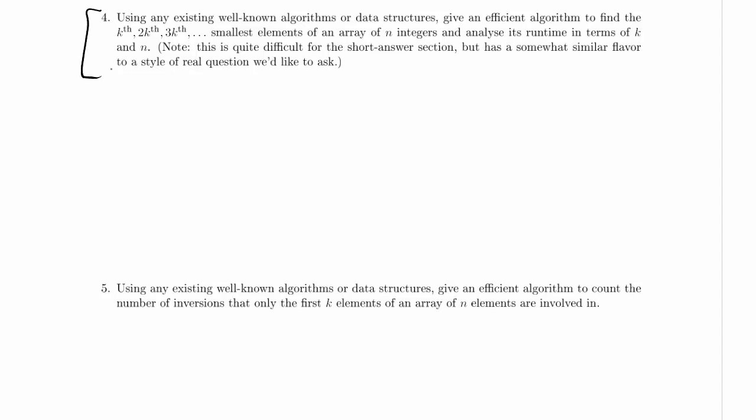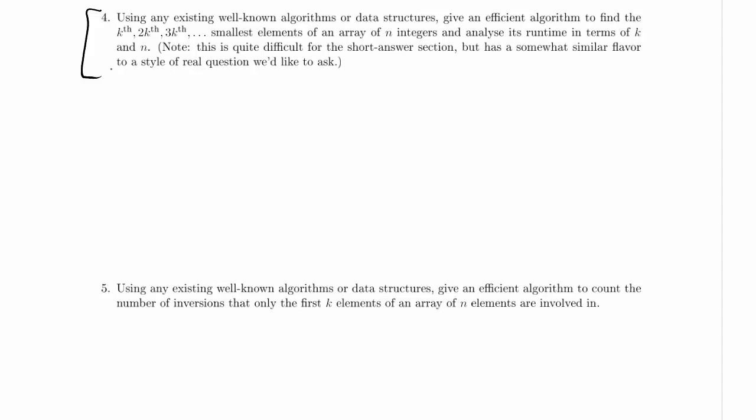We're working through part four of problem three on the practice exam. Use any existing well-known algorithm or data structure and give an efficient algorithm to find the kth, the 2kth, the 3kth, and so on and so forth, smallest elements of an array of n integers, and analyze its runtime in terms of k and n.